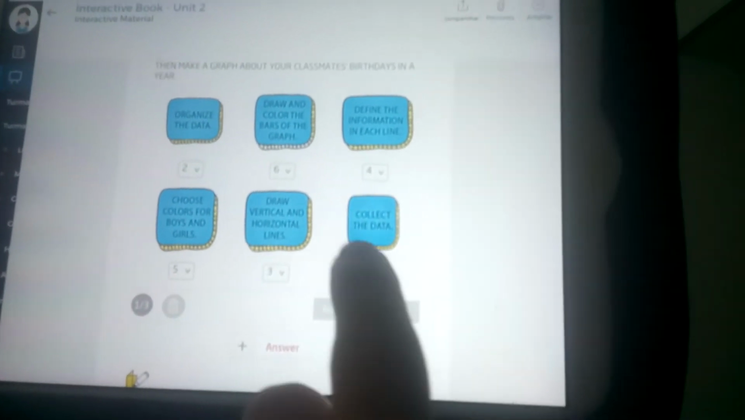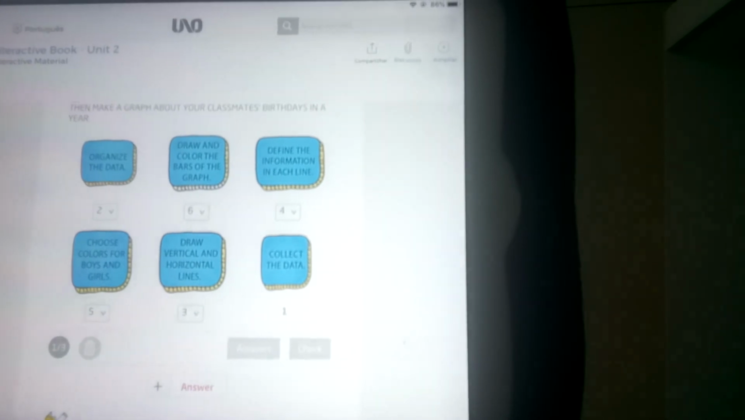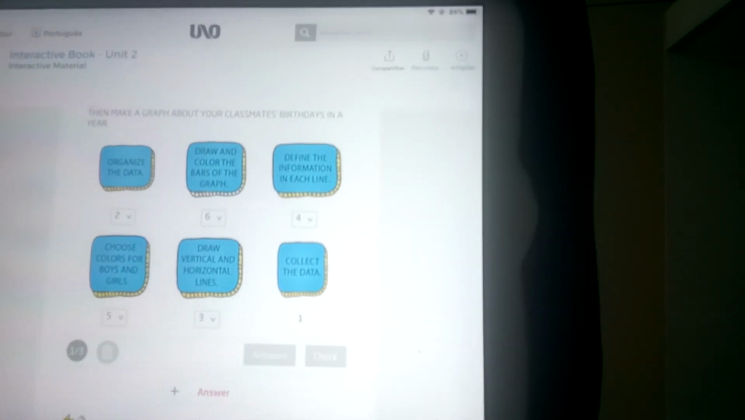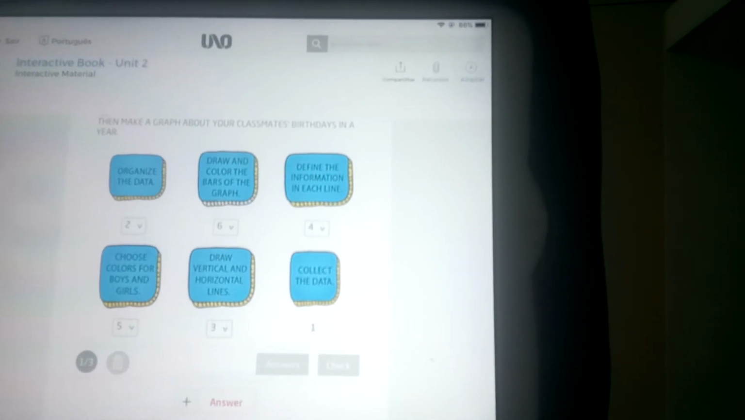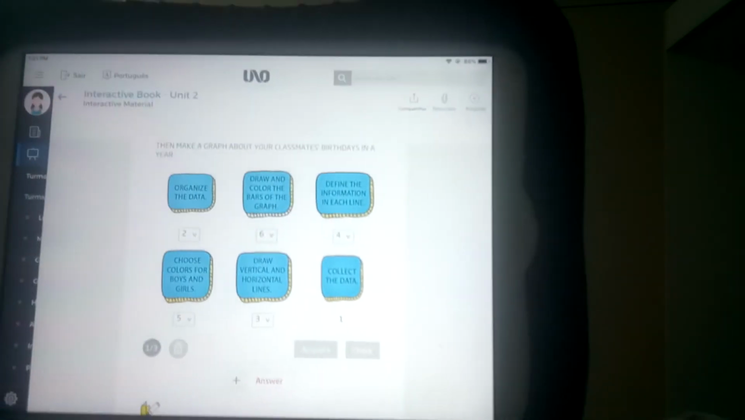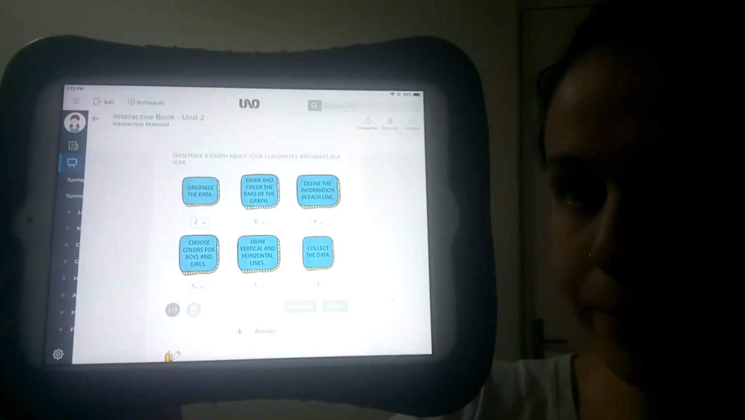Okay, so choose the data, organize the data, draw vertical and horizontal lines, define the information in each line, choose colors for boys and girls, draw color and the bars of the graph. Okay, so that's it.